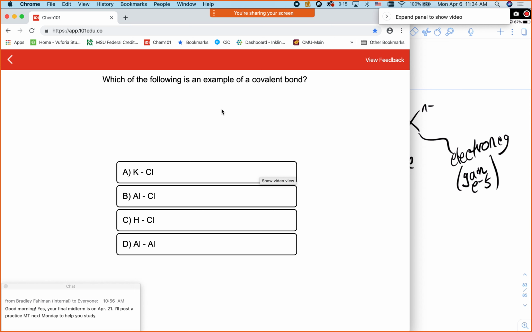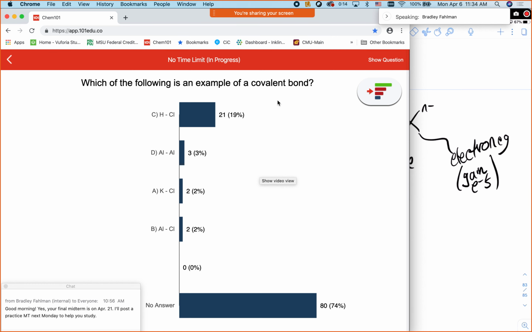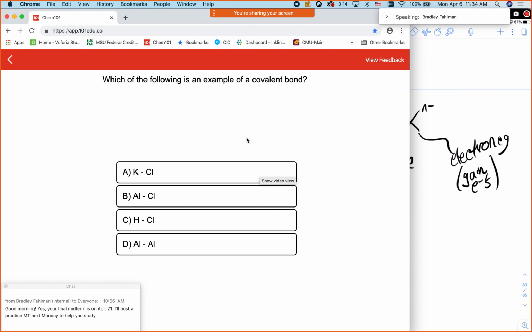Okay. Which of the following is an example of a covalent bond? Well, I guess we already used one in an example. So C is the correct one here. Okay. What type of bonding do you have with these others here? So what would you say A is? What type of bond is that?